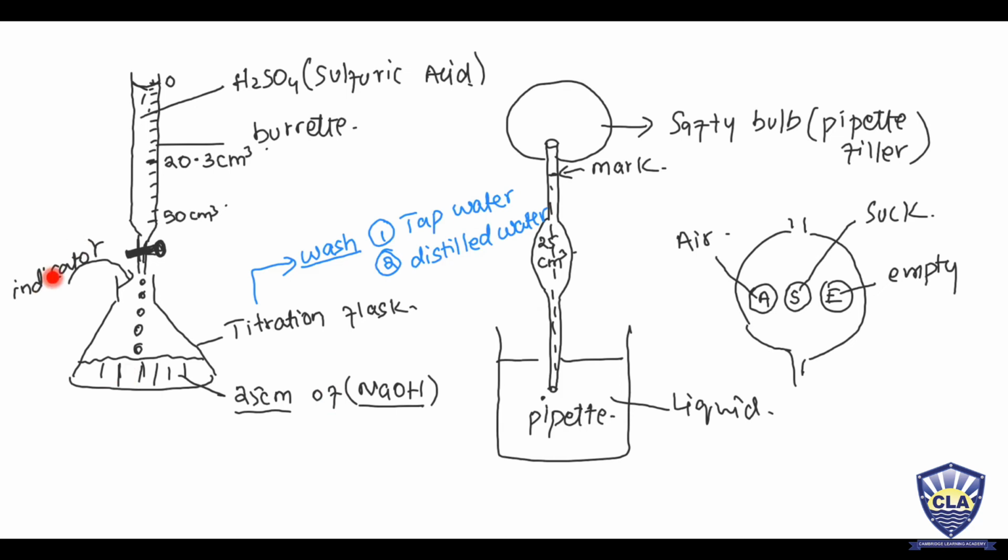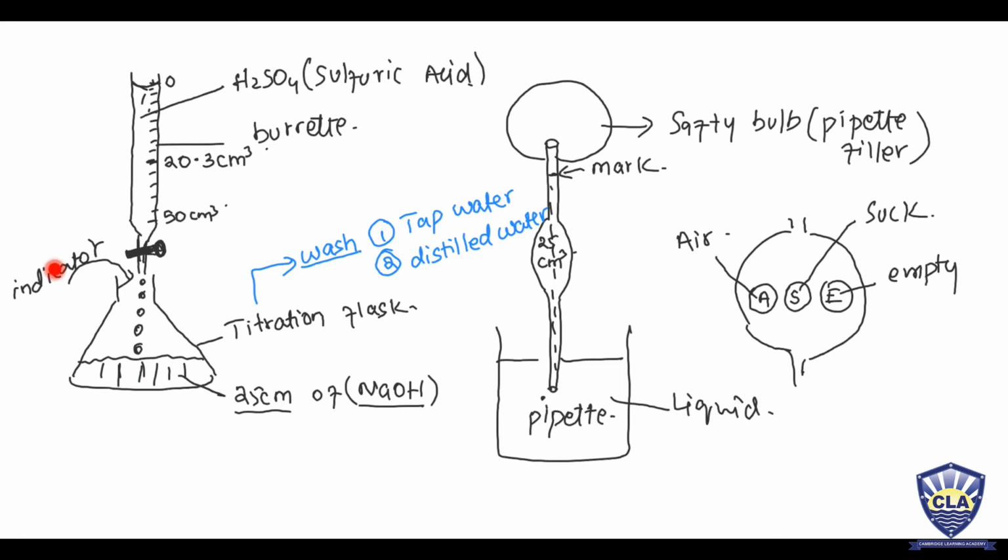Now don't add the indicator. We know that this amount of sodium hydroxide requires 20.3 cm cube of acid. We should fill this burette with acid up to the point of 0. Don't add the indicator. Now open the tap and transfer 20.3 cm cube of sulfuric acid inside it, so that we know this amount of sodium hydroxide requires this amount of sulfuric acid without indicator, because if the indicator remained within it, it would act as an impurity. So we don't want to take impurity in the salt.